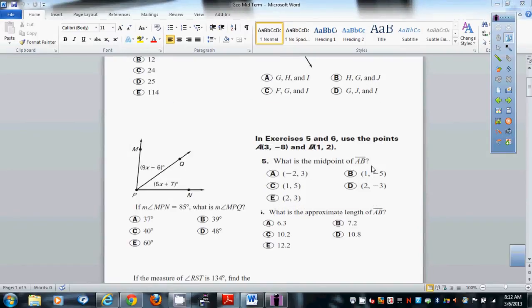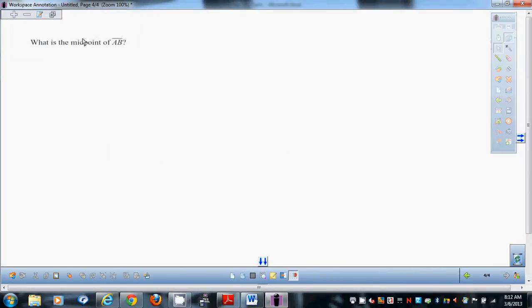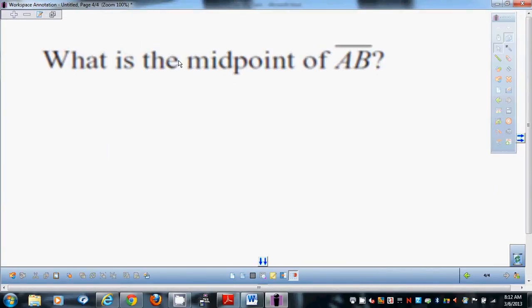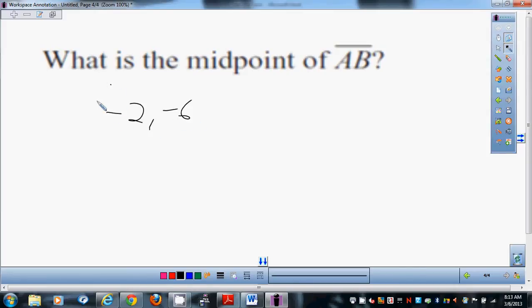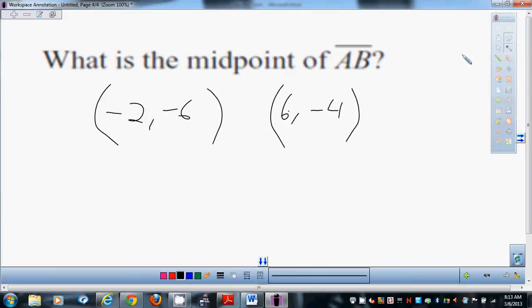The next one will look something like this. What is the midpoint of AB? And it'll give you A and B. For instance, -2 and -6 and 6, comma, -4. Who knows the midpoint formula?